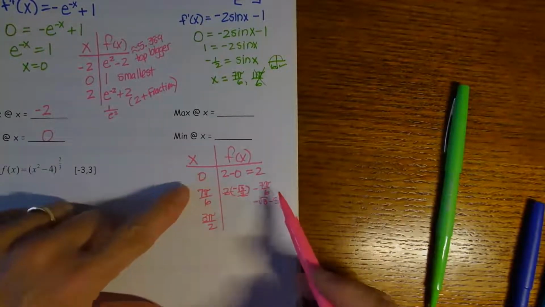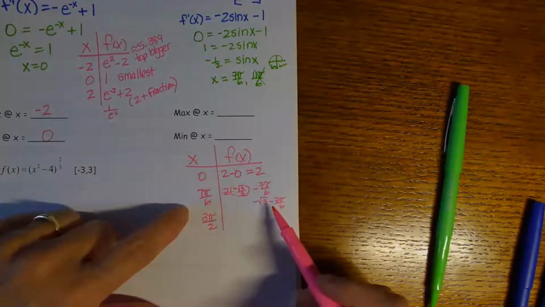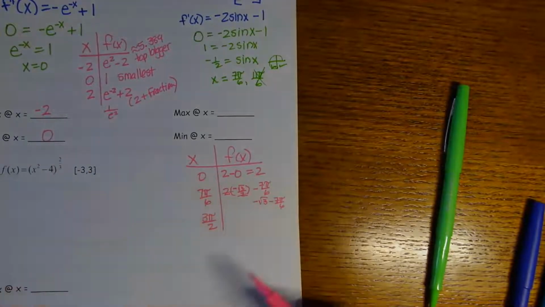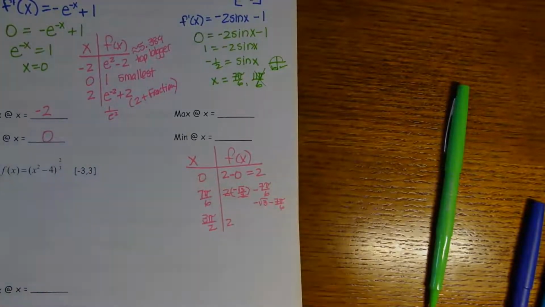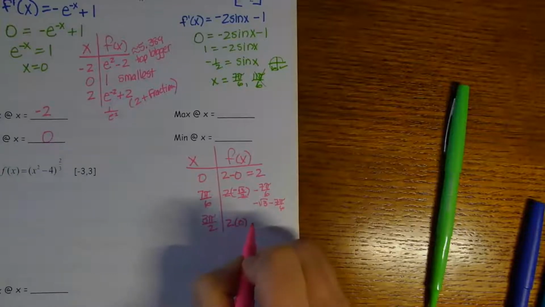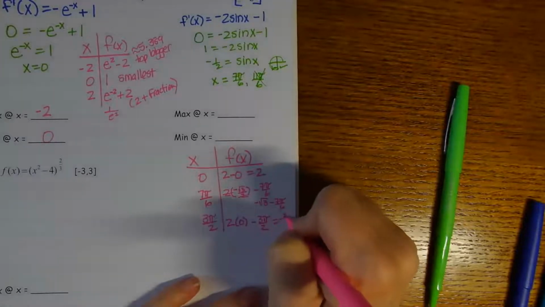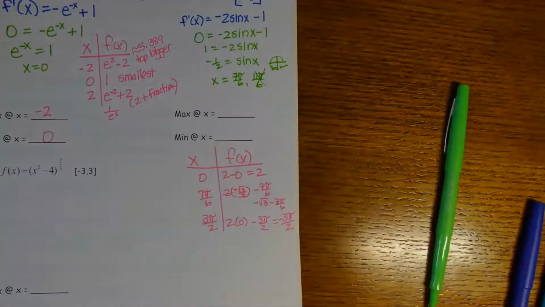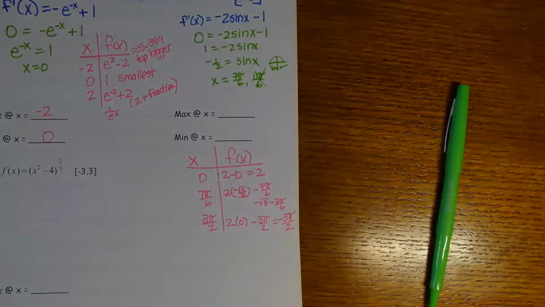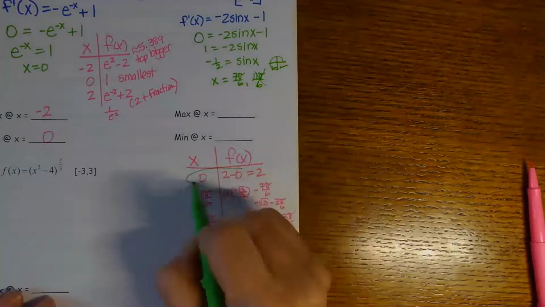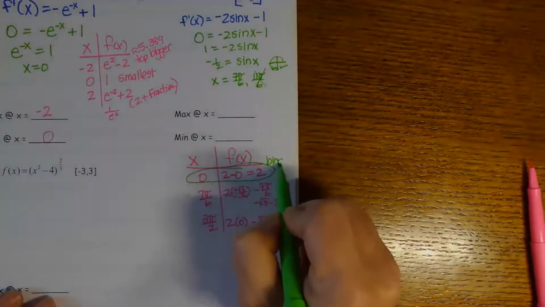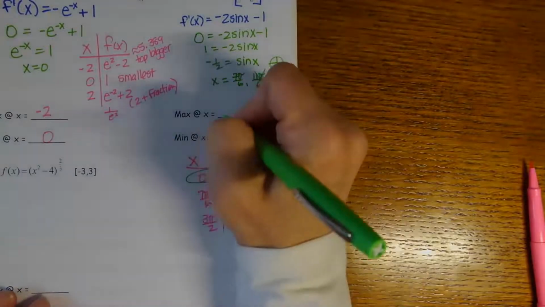I already know that 0 is bigger and this is smaller because it's all negative, right? So I just have to look at the next one. What is cosine of 3 pi over 2? 0 minus 3 pi over 2 equals negative 3 pi over 2. So which one is the biggest? Yeah, this is the biggest because it's positive, right? So I know I have a max at 0.